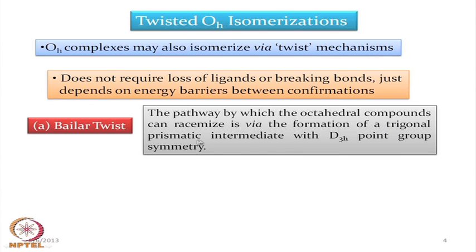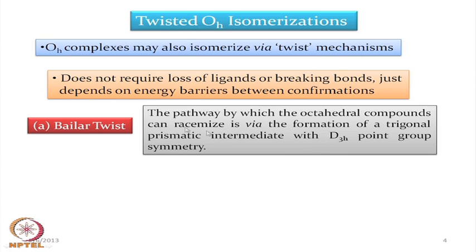Because we know now that a typical octahedral geometry is nothing but a trigonal antiprismatic geometry. So, if that antiprismatic geometry can move to a prismatic intermediate with D3h symmetry, the symmetry of the point group after the distortion is D3h, then we get the result of the corresponding Bailar twist.